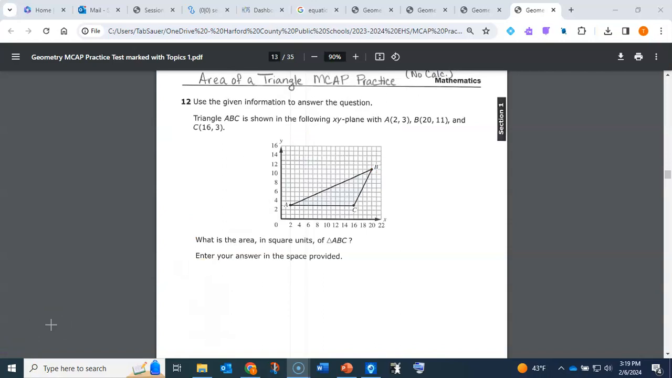All right, so number 12, it says use the given information to answer the question. Triangle ABC is shown in this XY plane, and it gives you the coordinates of point A, point B, and point C. They're asking, what is the area in square units of triangle ABC? The area of a triangle formula is 1/2 times the base times the height. If I think of this AC line, that is such a nice, easy one to find the distance of because it's along the same grid line. They both have a y coordinate of 3. So I just take 16 for its x coordinate minus 2 for point A's x coordinate, and that gives me the distance of 14 for the base.